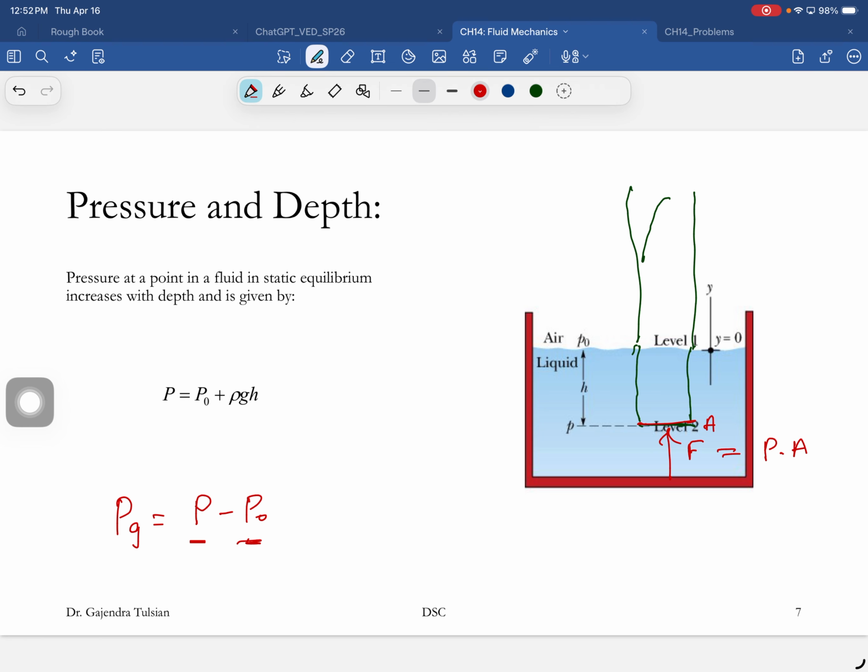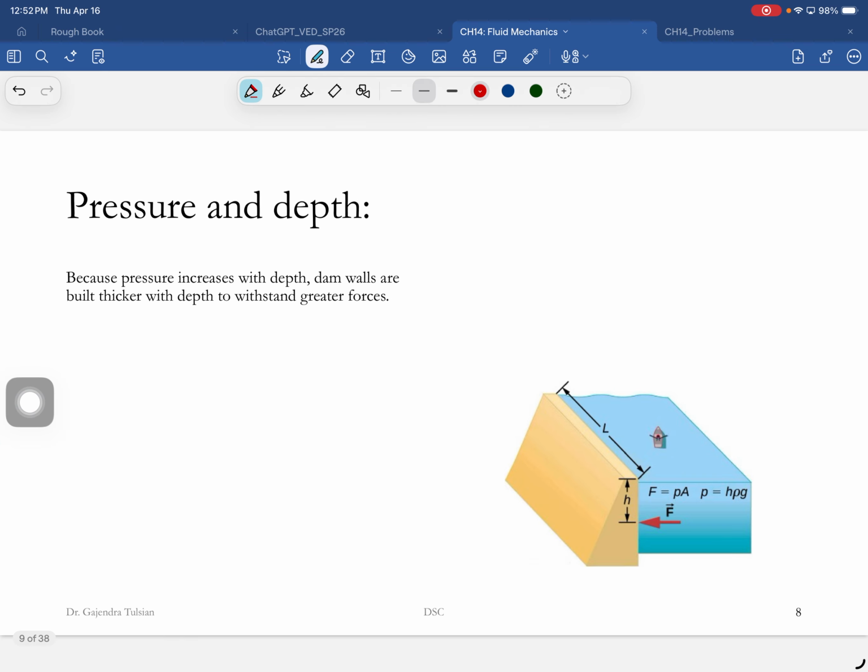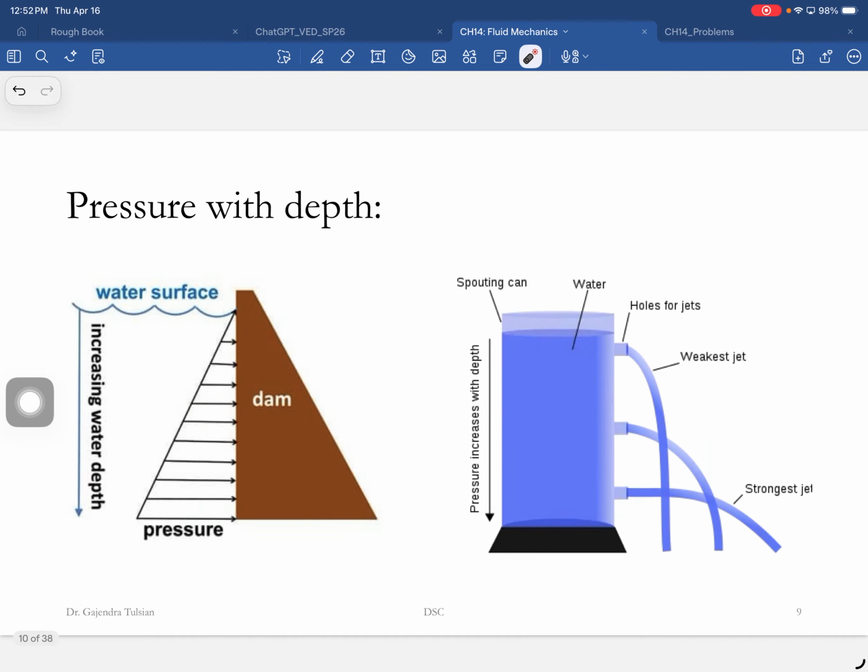That's right. When you measure the pressure in your car tires at a gas station, that's the gauge pressure being measured. So the 32 psi, 30 psi that you're measuring is gauge pressure. The actual pressure in your tires is 45 psi: 30 plus 15. Since the pressure increases with depth, dam walls are thicker as you go to the bottom.